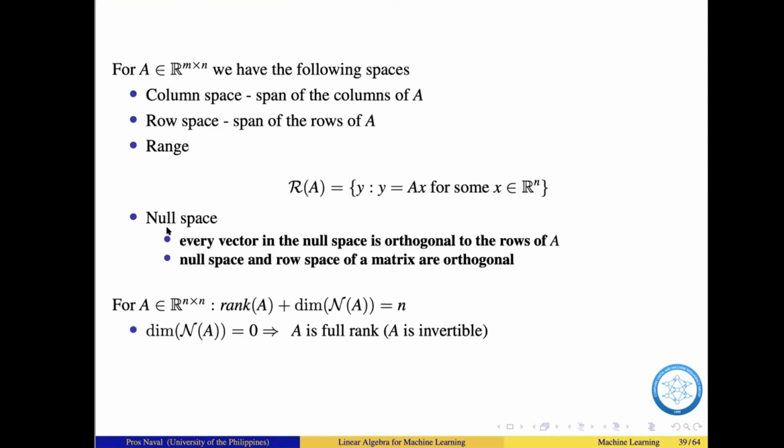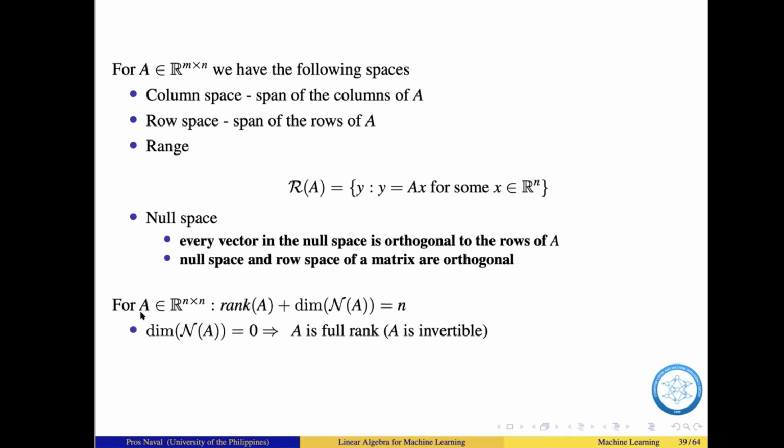Now, the null space is one of those spaces associated with A, and every vector in the null space is orthogonal to the rows of A. A very important result. Every vector in the null space is orthogonal to the rows of A. Another result is that the null space and the row space of a matrix are orthogonal. We will actually see why these two are correct later.